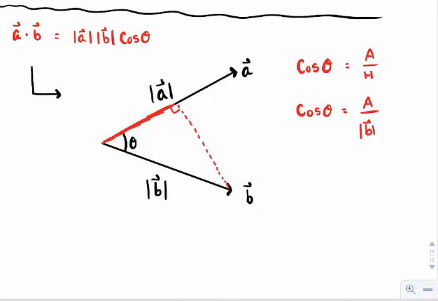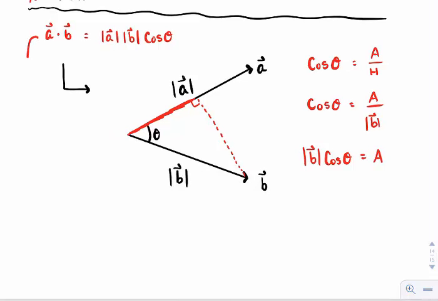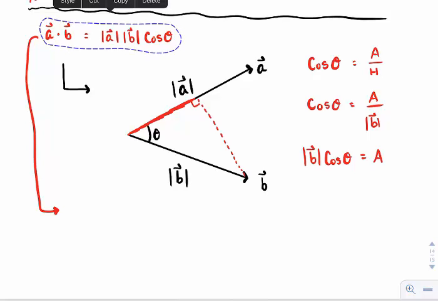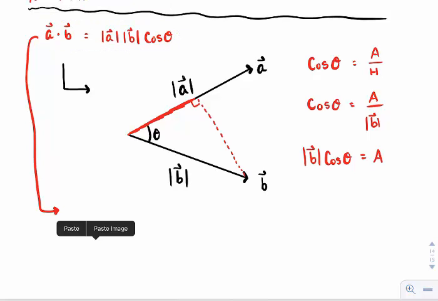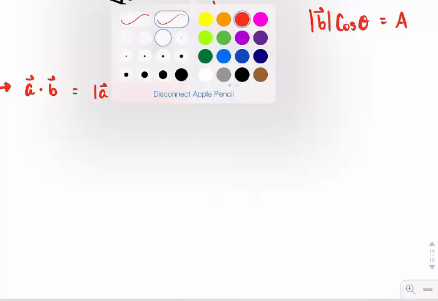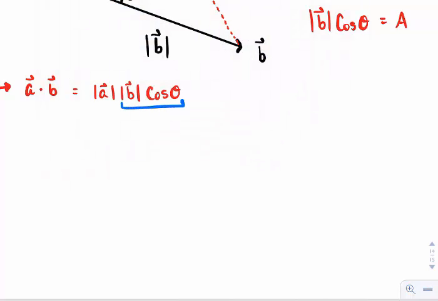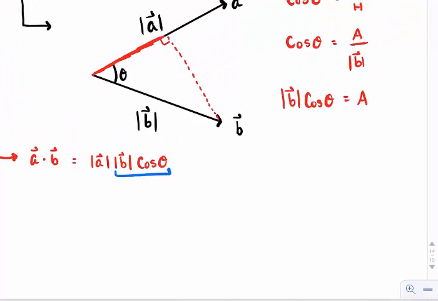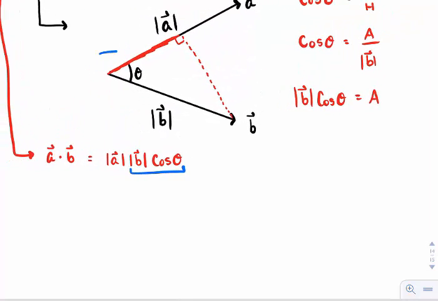So I'm going to move that b to the other side. So I now have the magnitude of b times cosine theta equals a. So now, looking back at the formula, I'm going to pull it down here. And again, I can copy and paste this, so I'm going to do exactly that. And I want to break down this formula a little bit. So I know that b, and I'll change colors as well here, is going to equal that a value.